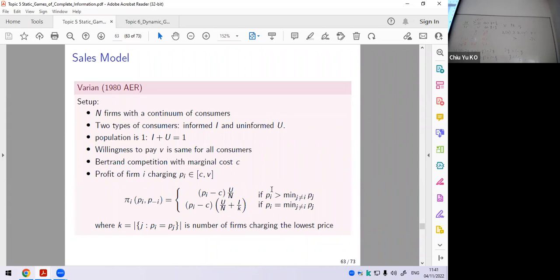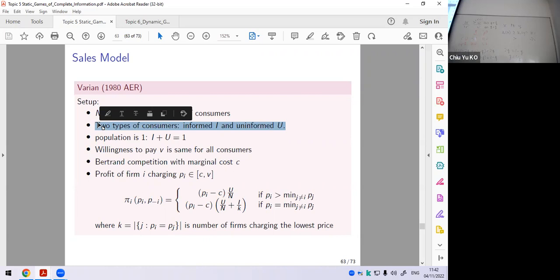And he worked in a Bertrand model. If you recall, in the Bertrand model, price competition will lead to zero profit. Later you will see the next strategy will try to avoid this problem. So let's see what we do. In this model, he considers the idea that not all the consumers are the same. One type of consumer is informed, the other one is not.